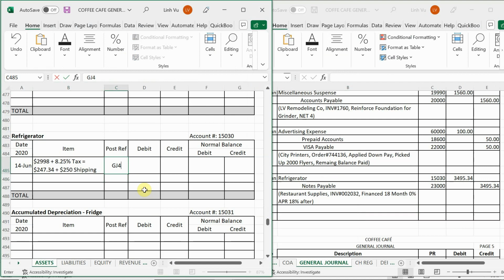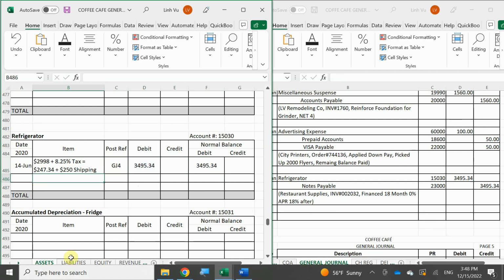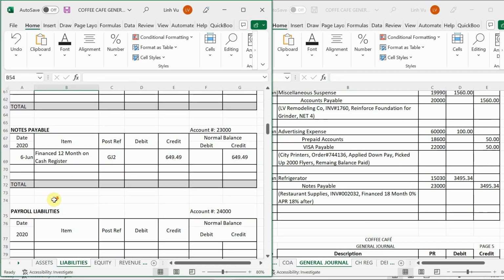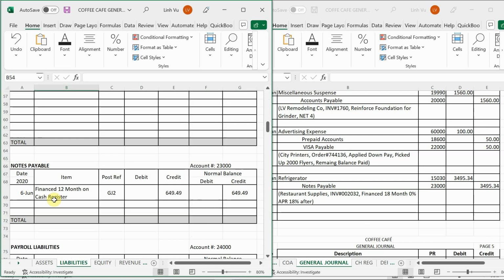Still, we just finished our last section here of my general journal for $3,495.34. And we decided to place it on notes payable because we financed it. So here we are, notes payable.